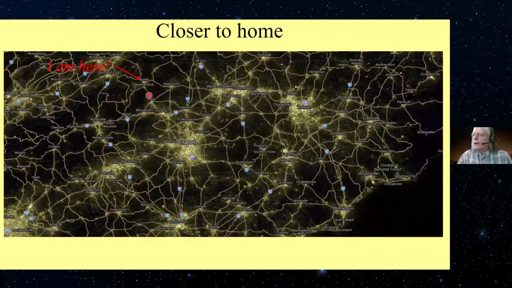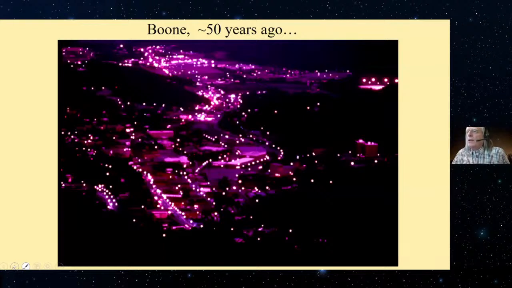Closer to home, I'm over here in Boone. It's a pretty dark area of our state. Raleigh, not so much. In fact, there are little dark pockets here and there, but you can follow the interstates and you can find the city or town of your choice. In Boone, this was a picture taken by one of the first Appalachian State photographers, John Dinkins, 50 to 60 years ago.